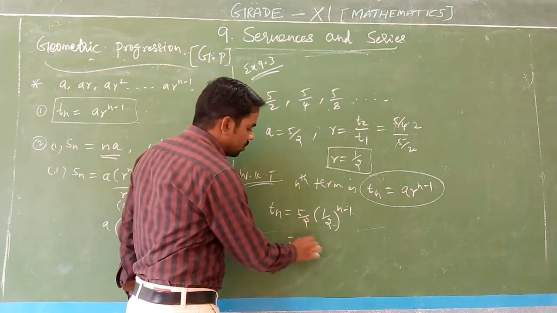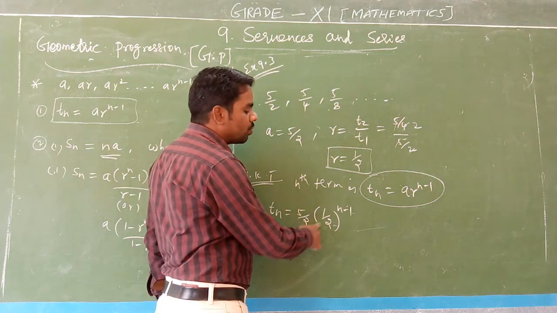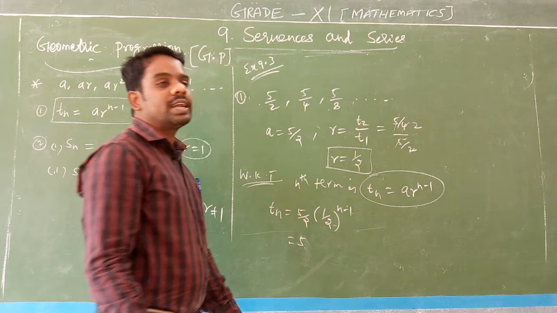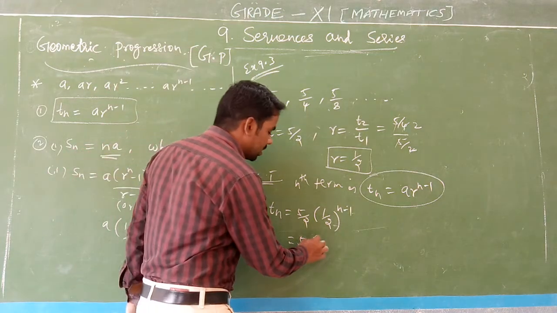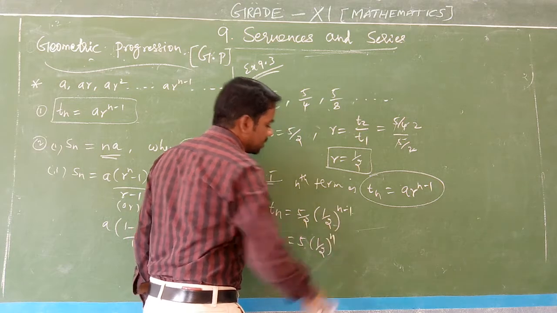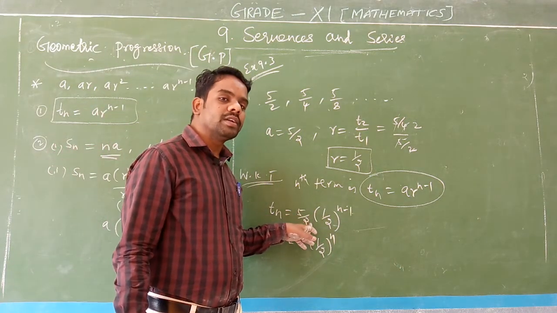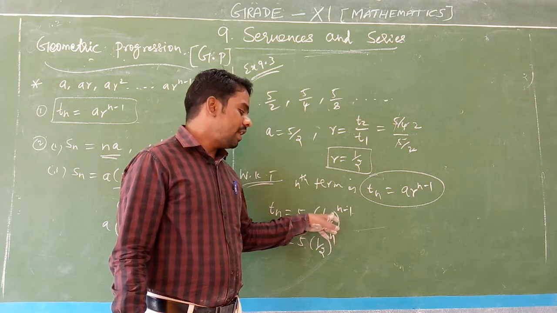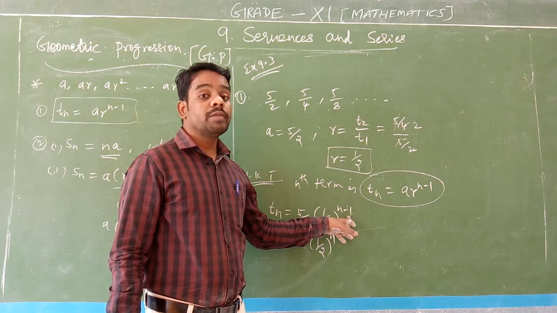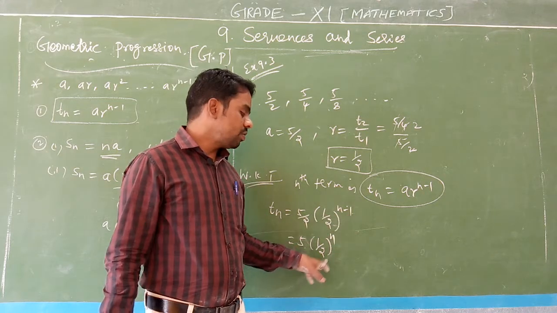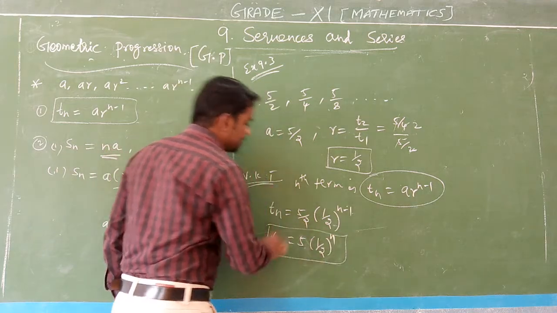So 5 by 2 into 1 by 2 power n minus 1 is 5 into 1 by 2 power 1 into 1 by 2 power n minus 1. That equals 1 by 2 whole power n minus 1 plus 1, so 1 by 2 power n. So the nth term of the given sequence is Tn equal to 5 into 1 by 2 power n.